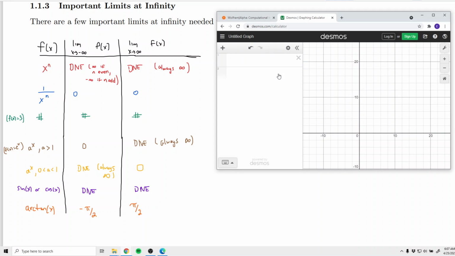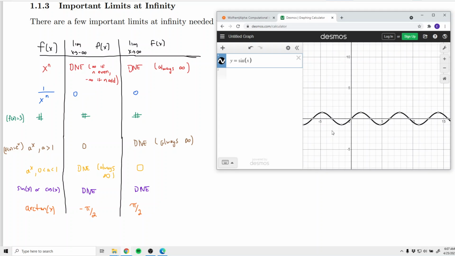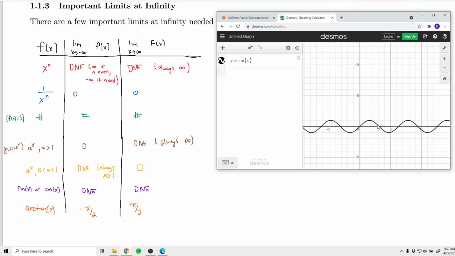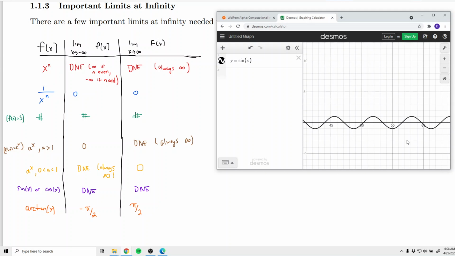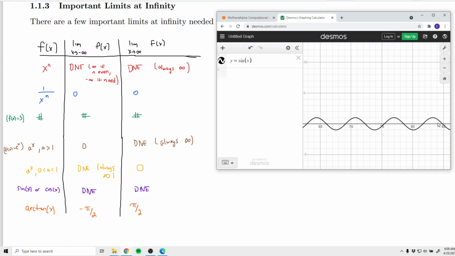All right, what about sine or cosine? I'm just going to do sine because we know the graphs of these look the same. We should know that the graphs of sine and cosine are these wavy patterns. As we go to the right or to the left, it's never coming to a point. It's always going up or down, up or down. If I keep going to the right forever, it's just going to keep going up and down, which means it's not coming to a definite y value. It's oscillating. So that's why it's DNE.